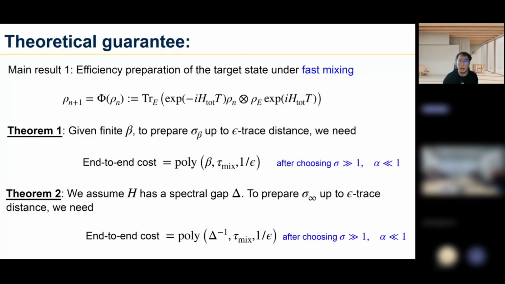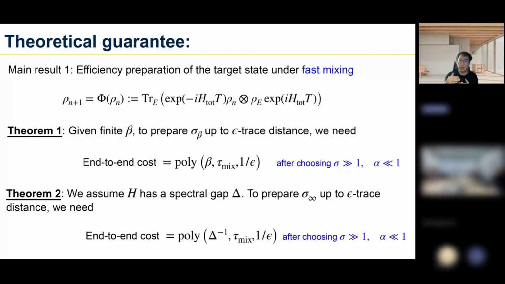In our algorithm, we need to choose sigma to be sufficiently large and alpha to be sufficiently small. In our paper, we can rigorously tell you how large this sigma needs to be and how small this alpha needs to be. And for the ground state case, we assume that my Hamiltonian H has a spectral gap delta. Then I can prepare the ground state with end-to-end complexity polynomially in 1 over beta, T_mix, and still 1 over epsilon.